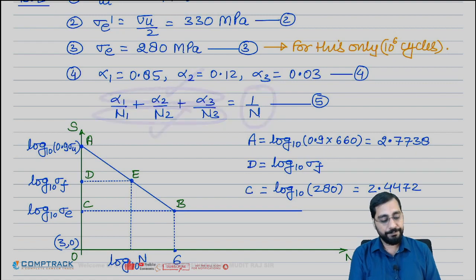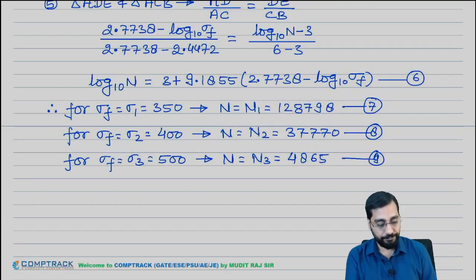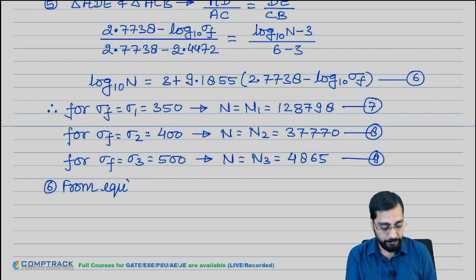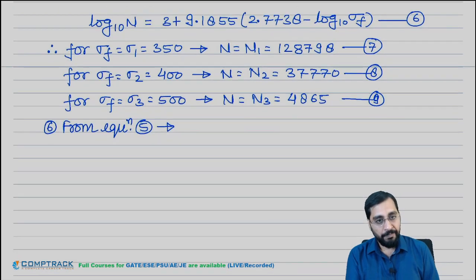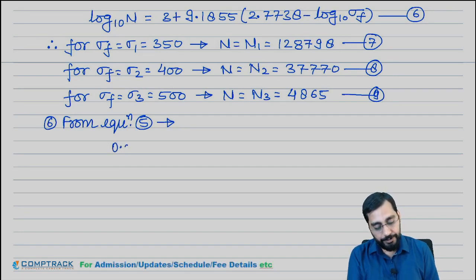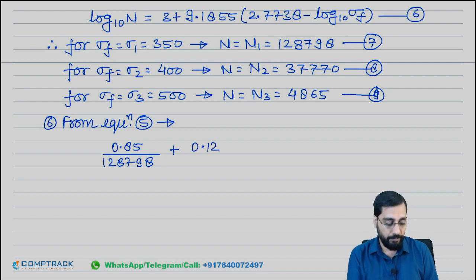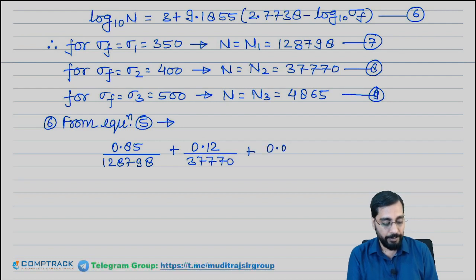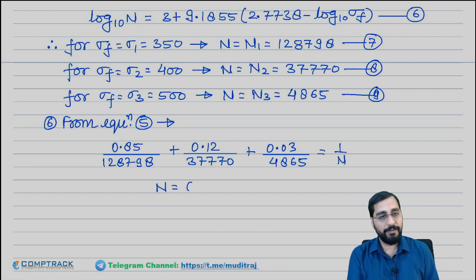Can you find the value of N? So from equation 5, put the value of alpha 1, 0.85 divided by 128798, plus alpha 2, 0.12 divided by 37770, then 0.03 divided by 4865, equals 1 by N. So the total number of cycles, 62723 cycles. This will be your answer.